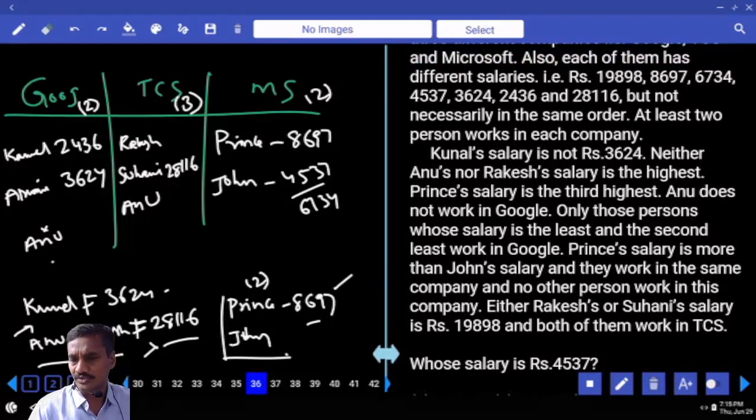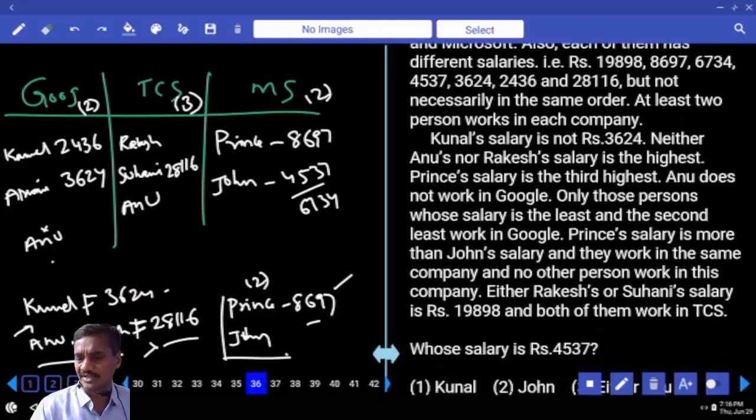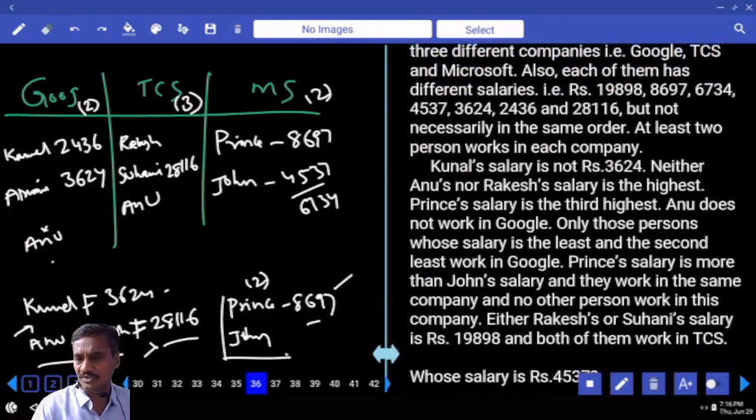Now Anu does not work in Google. Neither Anu nor Rakesh is the highest. Prince's salary is third highest. Only those persons whose salary is the least and the second least work in Google. And Prince's salary is more than John's, they work in the same company, and no other person works in the company. Either Rakesh or Suhani's salary is 19,898 and both of them work in TCS. Then is there any other information regarding these 2, Rakesh and Anu? Rakesh is the last one.